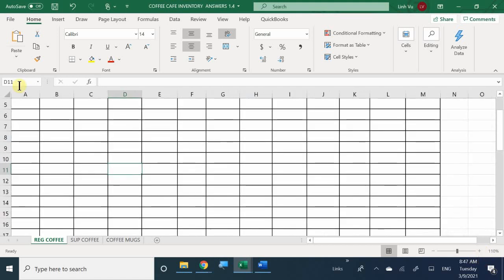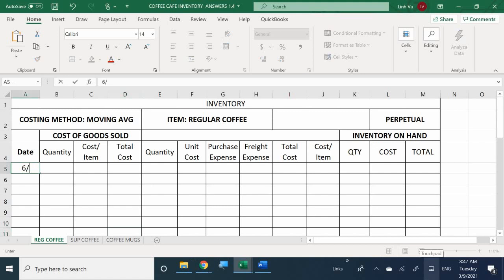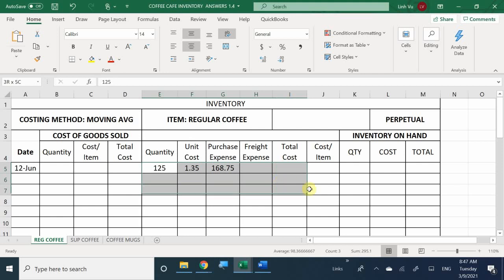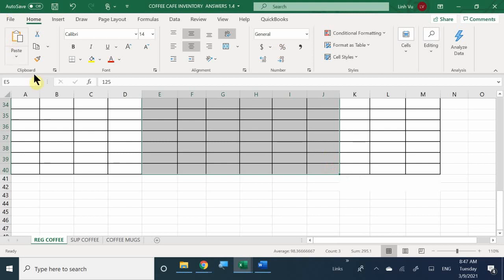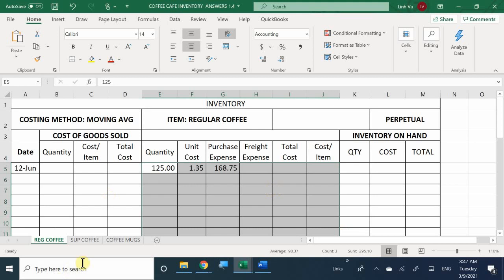So I have the date, which is June 12th. I bought 125 pounds. At what cost did I buy them? $1.35. So what is my purchase price going to be? $168.75. Now I haven't incurred freight just yet, so you can hold on to this because in the next one we will see freight.